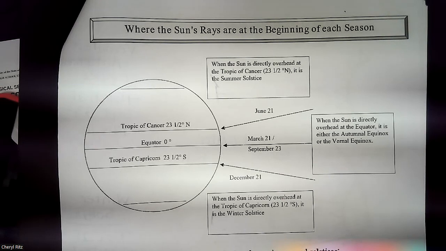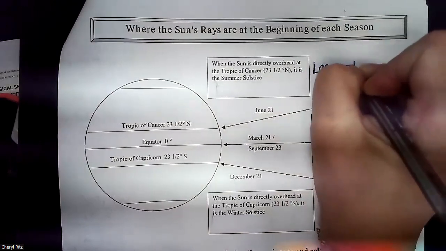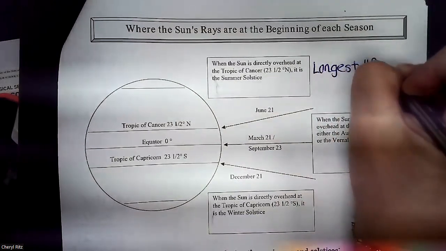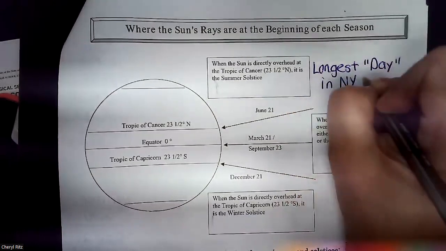Guys, I cannot emphasize enough. You need to know the fancy name. You need to know the date. You need to know where the sun is directly overhead. And you need to know longest, shortest, or equal amounts of daylight. Which one of these is the longest day for us in the northern hemisphere? Okay, so let's add this: longest day in New York State.